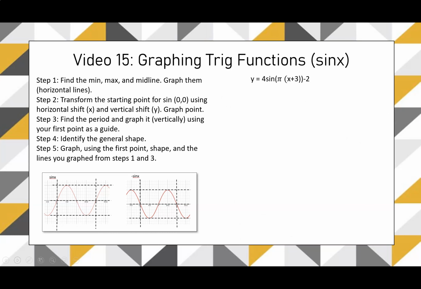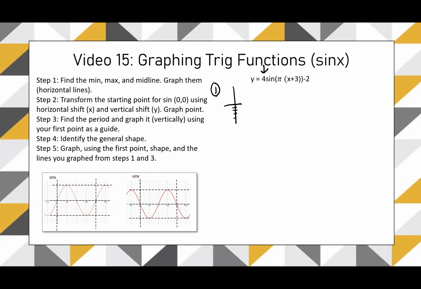All right, here we go. Let's do this one right here. So this is 4 sine, and we got parentheses pi of x plus 3, parentheses minus 2. So let's go with step 1 here. Again, we're starting with our amplitude of 4.